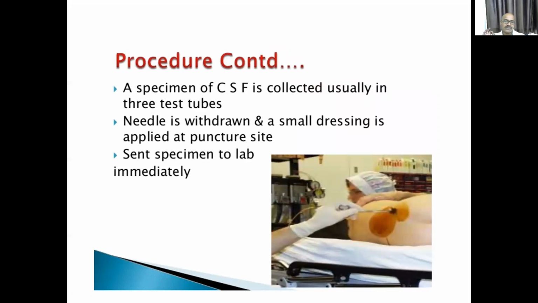We remove the stylet, and we will have 3 tubes. We collect the CSF in all 3 sterile tubes. About 3 to 5 ml is collected in total, 1 ml in each tube. The specimen is usually collected in 3 tubes.